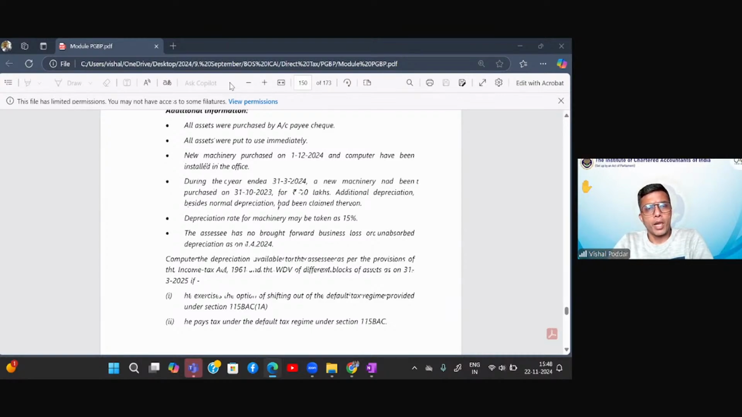Sai beta, answering your question, that whenever you are following block method, which I think you are calling as diminishing balance method, in that case, you have to compulsorily follow the rates given by Appendix 1. You will not see what is the actual life of the asset. You will compulsorily apply the rate given in the Appendix 1, read with Rule 5(1).